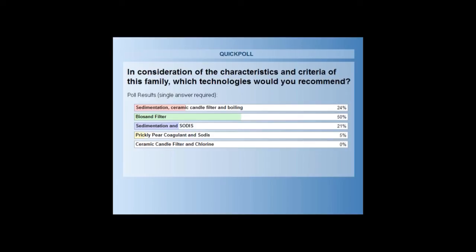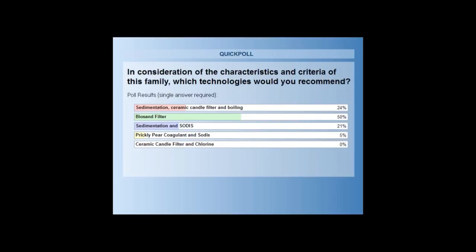Sedimentation and sodas was one of the options. This has two components of our multi-barrier approach: sedimentation and disinfection. If the weather is fairly dependable and is good, then obviously this can work. There is a high level of turbidity, and whether sedimentation will be sufficient without an additive like a coagulant, like prickly pear, may not be effective. It will not be effective in high turbidity water.